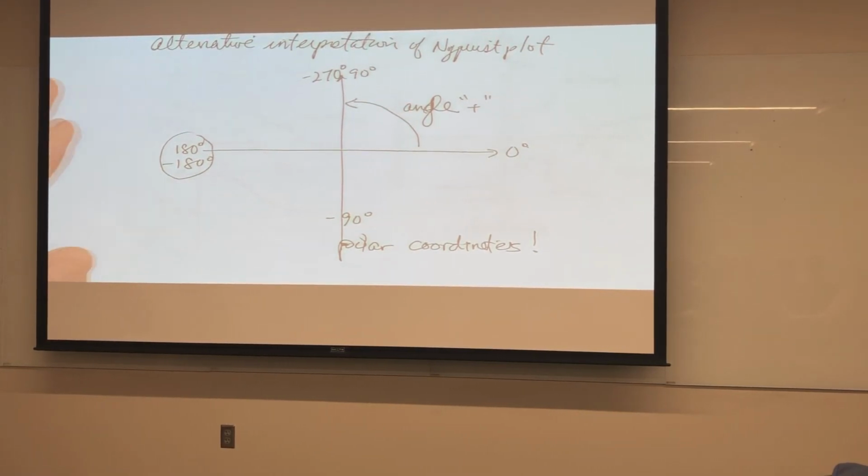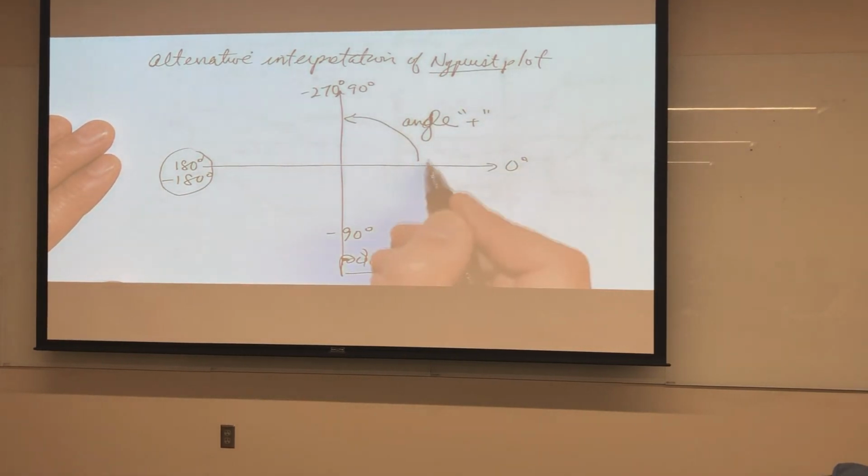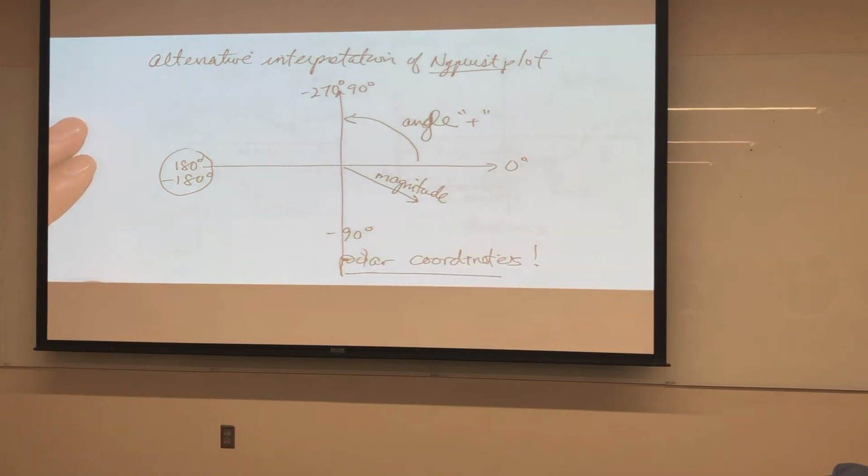Okay? So think of the Nyquist plot as being a polar plot where this is angle, and the distance here, the distance from the origin, this is the magnitude. This is the magnitude. Okay?